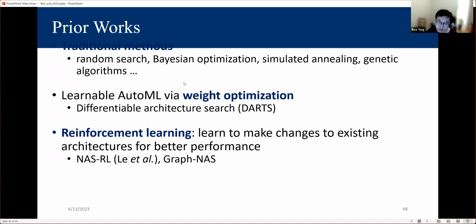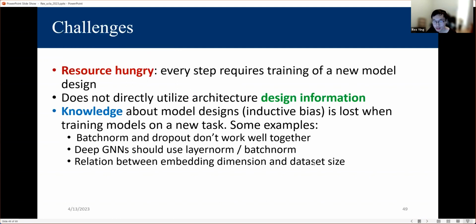Okay, so there are some traditional methods like random search, Bayesian optimization, etc. that usually worked very well in the past. And more recently, there's also learnable AutoML through weight optimization. An example was DARTS 4 or 5 years ago. And there are also reinforcement learning-based approaches to try to find strategies to search for the best architecture.